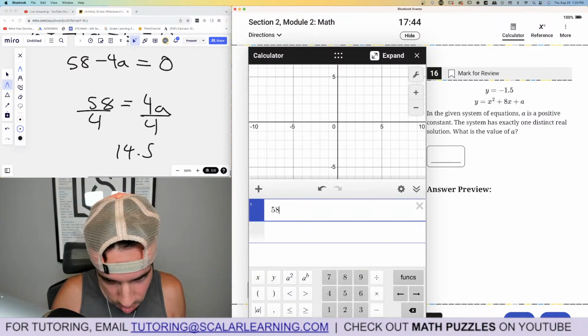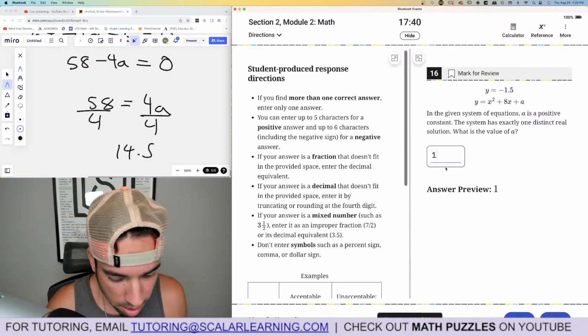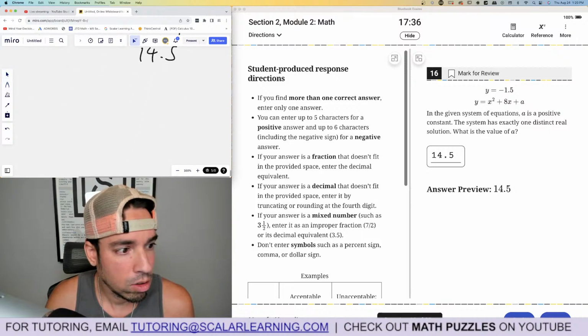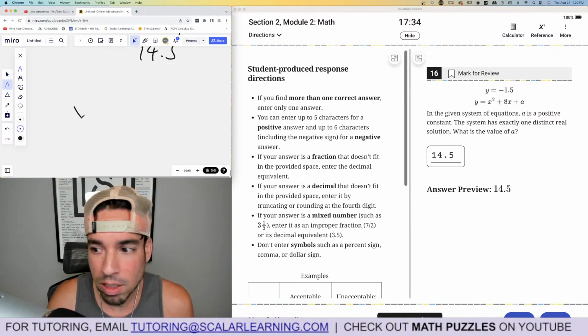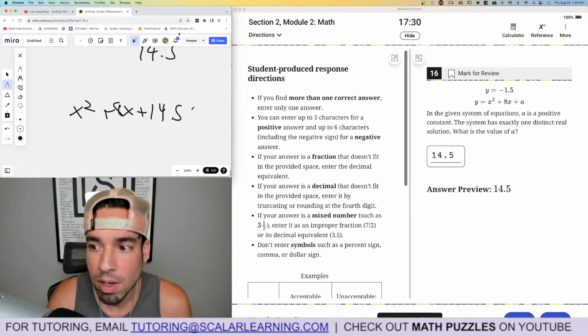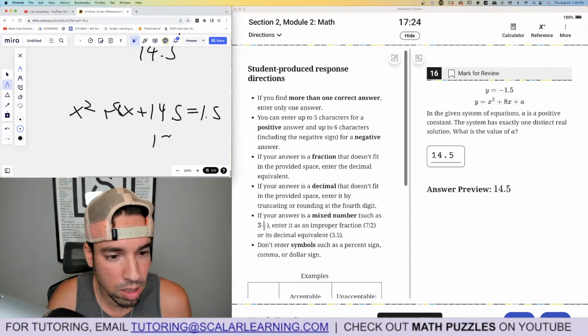58. 14.5, boom. So that is the value of A. And should we check it? I don't know if we have time. If I checked it, I plugged it back in. It's x squared plus 8x plus 14.5. And we're trying to get this to equal 1.5, and then you subtract, and then it's 13.